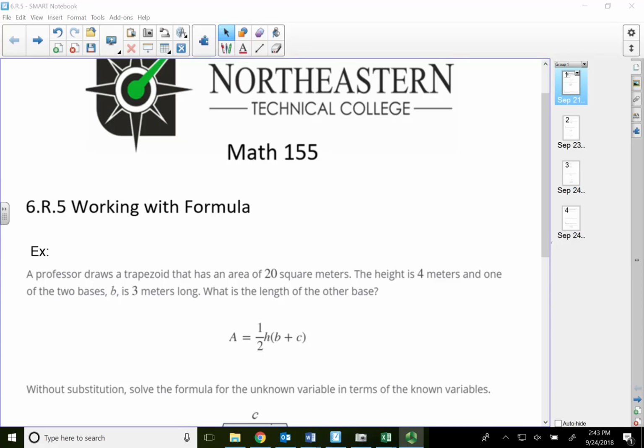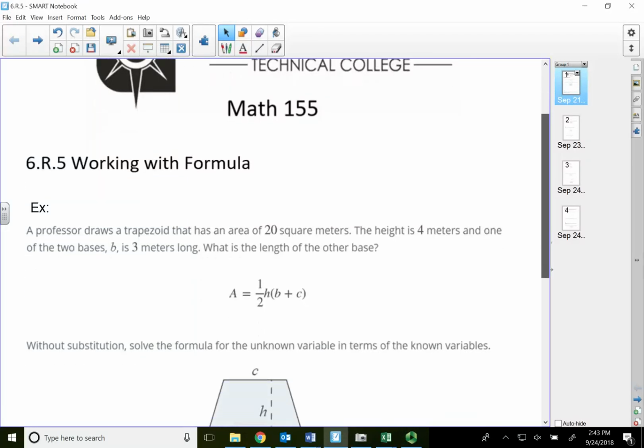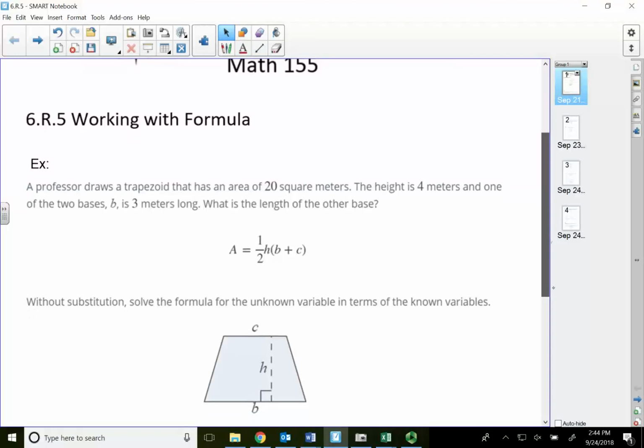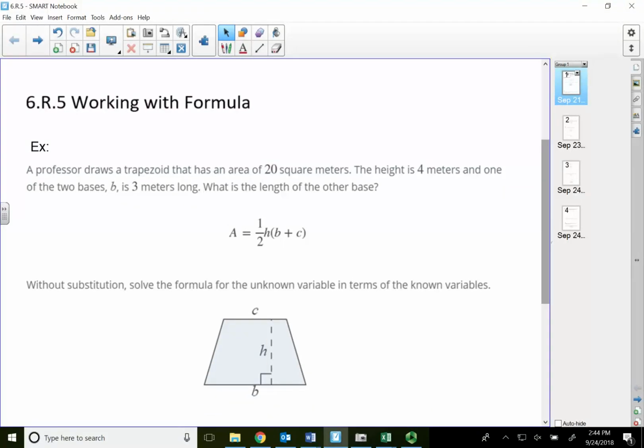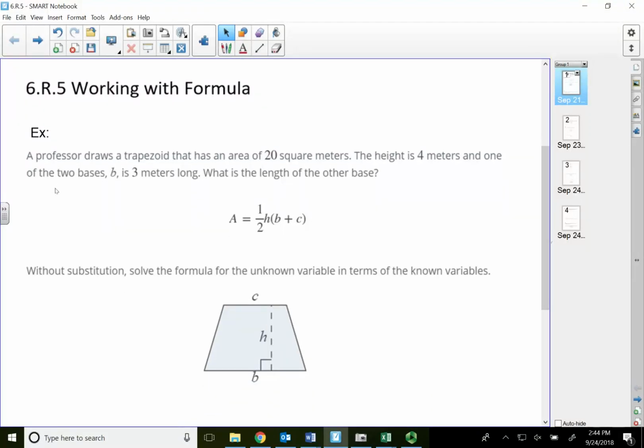All right, welcome to Math 155, integrated review for 6.5. In this lecture video, we're going to take a look at how we're going to work with formulas. We're going to learn how to solve for a very specific variable. Let me show you how to do this. We are still solving equations, it's just that there is no like term to combine, things like that.